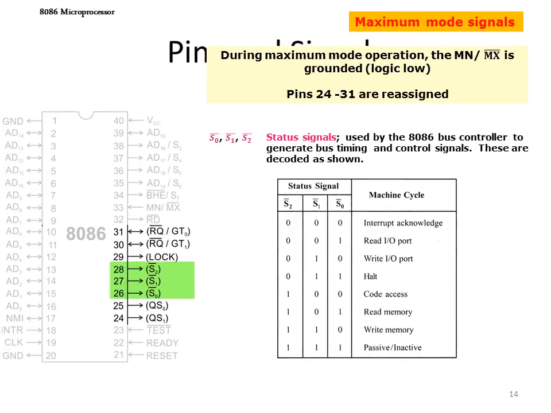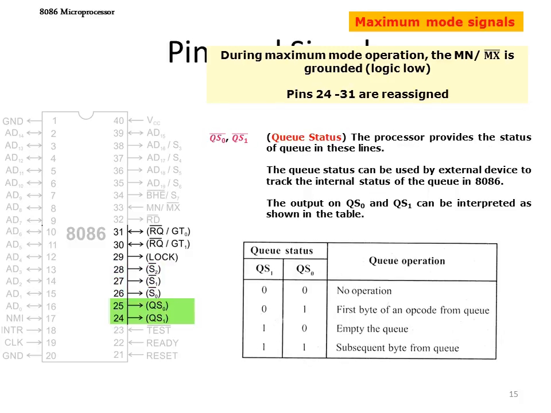During the maximum mode of operation, the MN/MX bar is grounded, that is logic low, and the pins 24 to 31 are reassigned. S0, S1 and S2 are the status signals used by the 8086 bus controller to generate bus timings and control signals. When S2, S1 and S0 are zeros, it is interrupt acknowledgement; 001 is read IO port, 010 for write IO port, 011 for halt, 100 for code access, 101 for read memory, 110 for write memory, 111 is for passive.